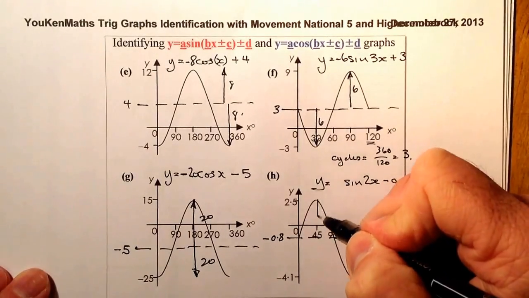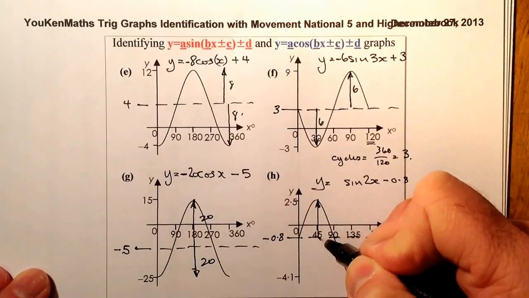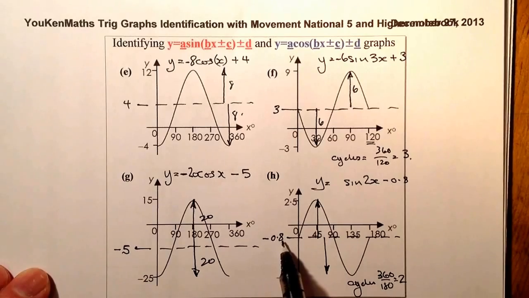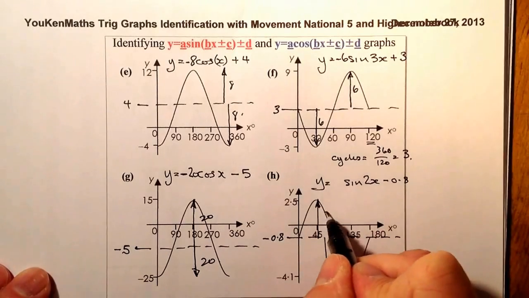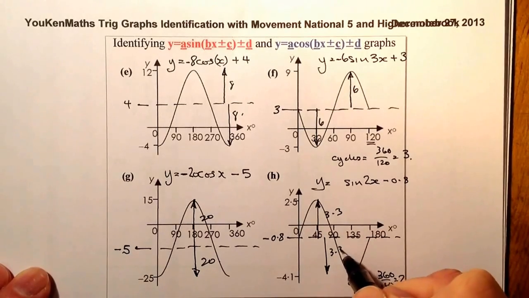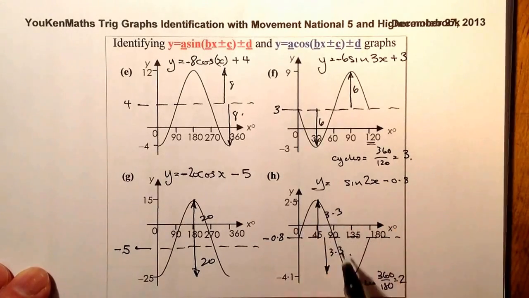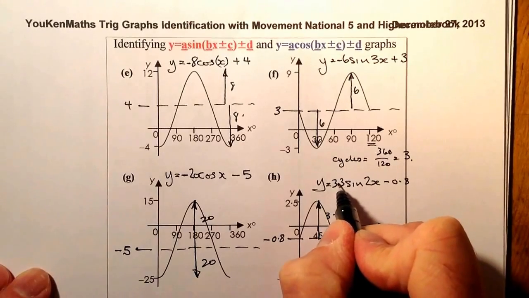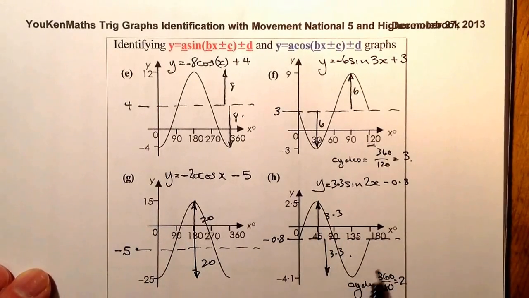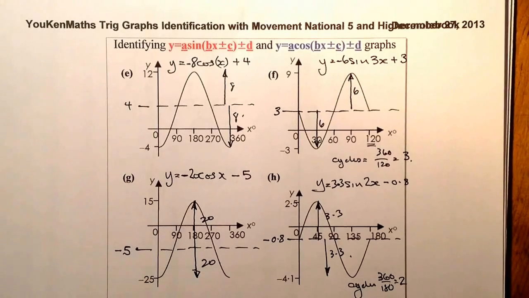I'm going to find out from this point here, what is the amplitude. So from minus 0.8 up to 2.5, that's 3.3, and I'll just check it going down the way as well. Yep, that's 3.3 that way. So that's going to be a normal graph, so it's going to be 3.3 that appears at the front there. Okay, so the equation for this graph is y is equal to 3.3 sine 2x minus 0.8. And that's the last question in this type of work here.